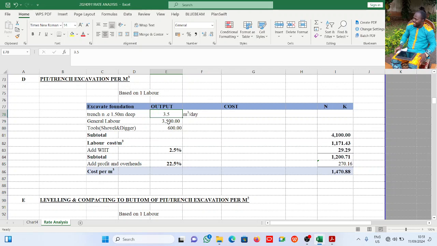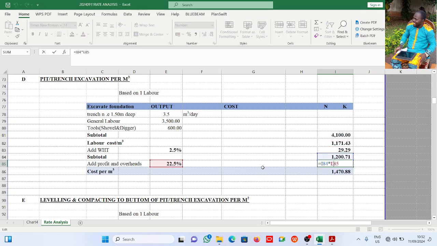Say we have labor 3,500, then we have tools, shovels, diggers, as the case may be, or maybe barrows. So we shall also add tools 600 naira per day. So if I sum them up, I have this. All right, so this is for 3.5 cubic meters per day. For 1 cubic meter, this becomes this divided by 3.5.